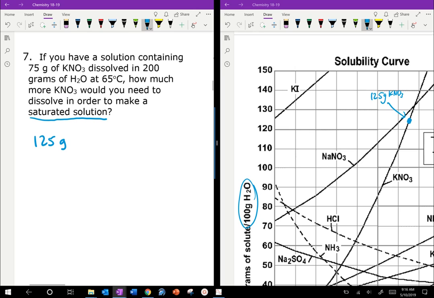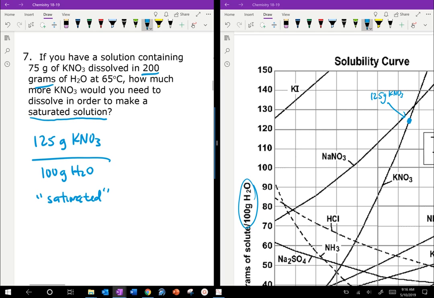125 grams of KNO3 in 100 grams of water is a saturated solution. I'm just writing that down because that's our target. We're trying to make a saturated solution, but we're not using 100 grams of water. How much are we using?